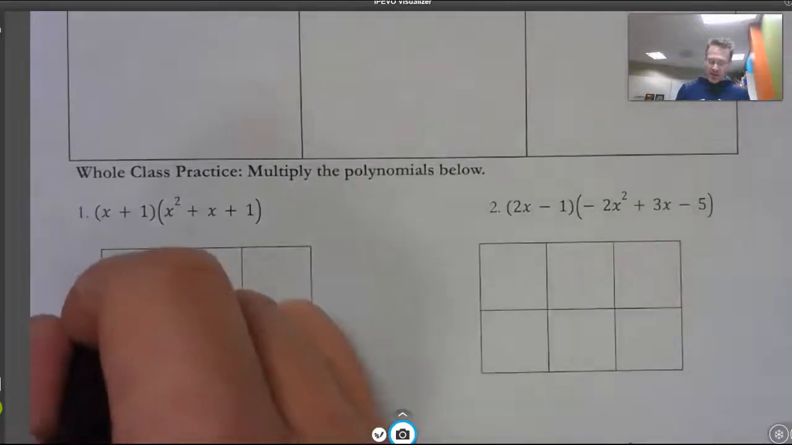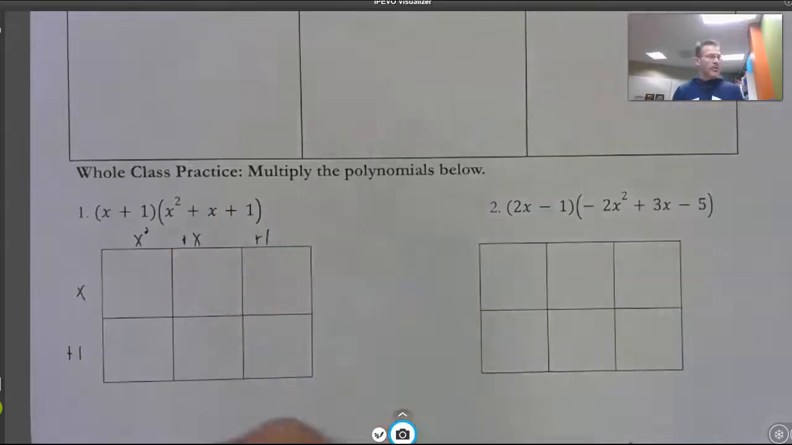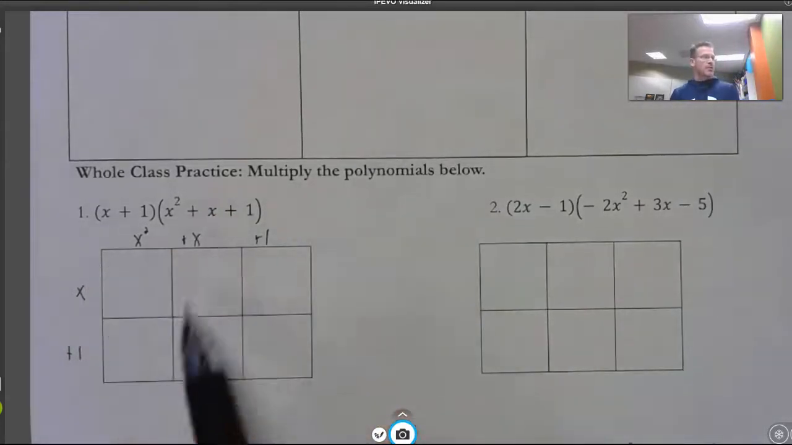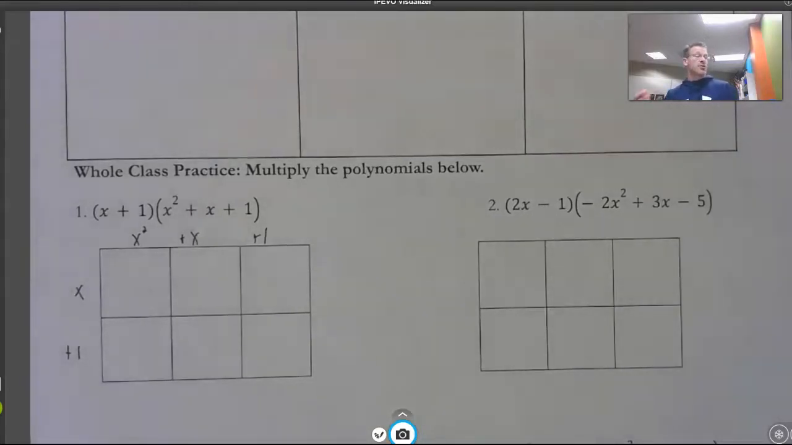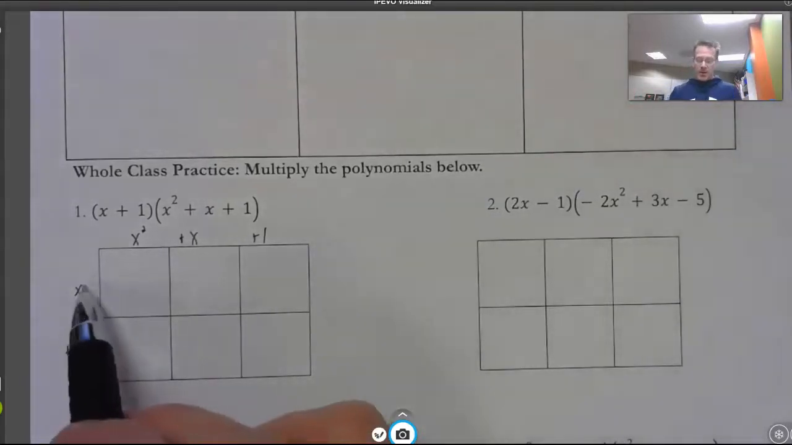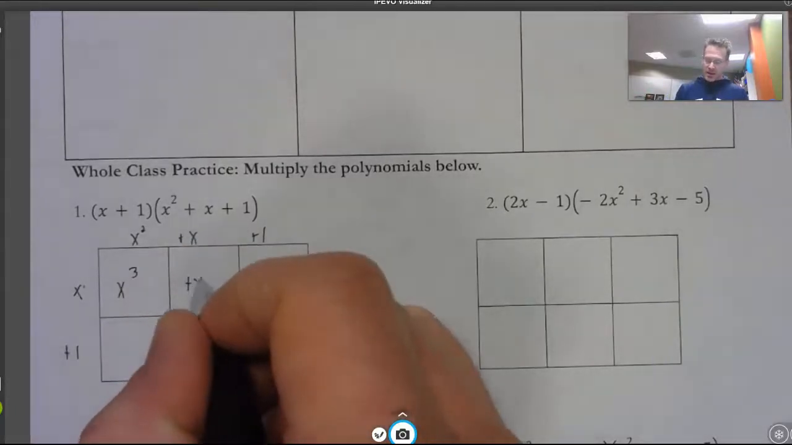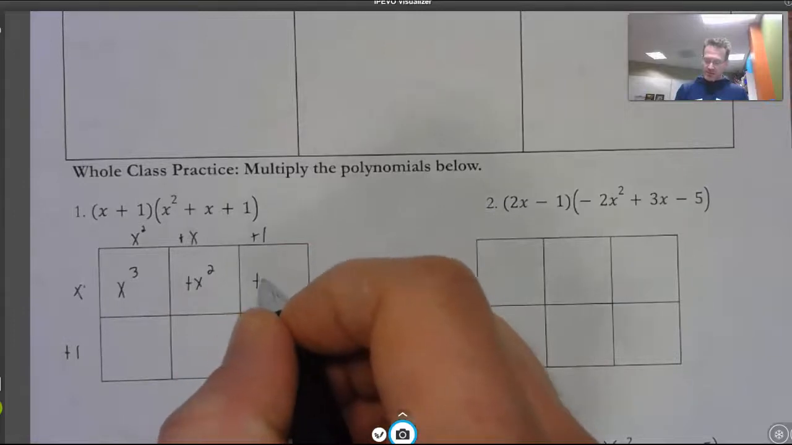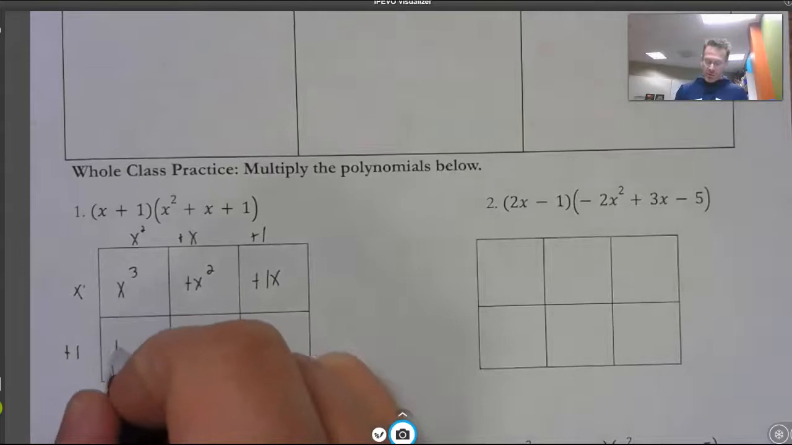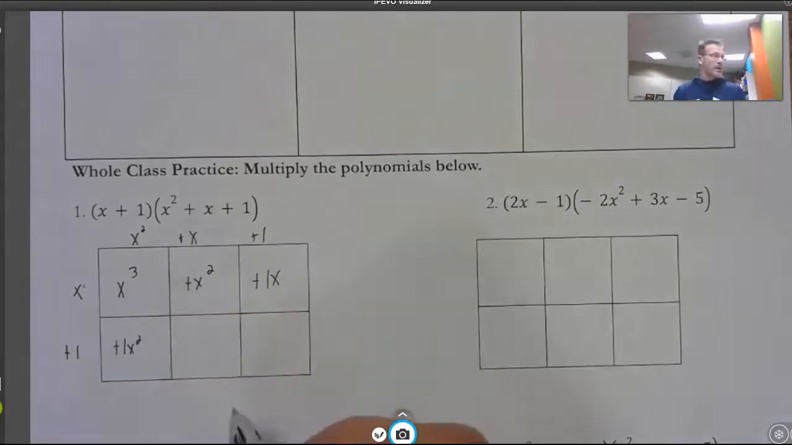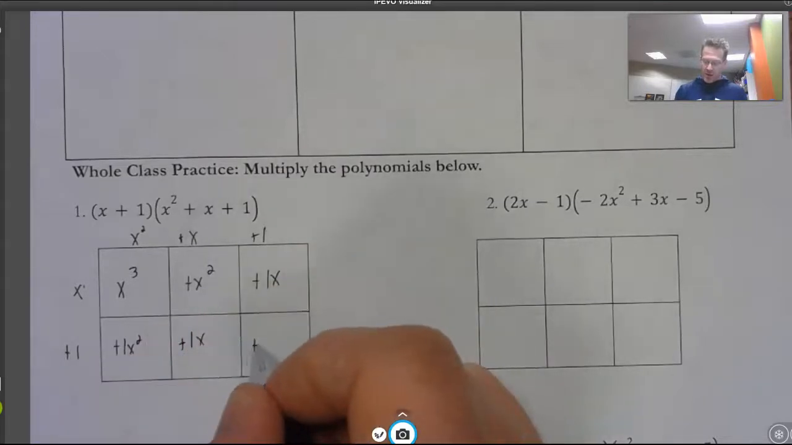And then I have x plus 1 here, and x squared plus x plus 1. You could have gone the other way, with the 3 going down and the 2 at the top. You'll get the same answer in the end. Now you just start multiplying. So x times x squared is x cubed. x times x is x squared. x times 1 is 1x. 1 times x squared is 1x squared. 1 times x is just 1x, and then 1 times 1 is 1.